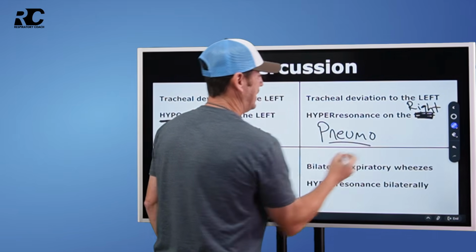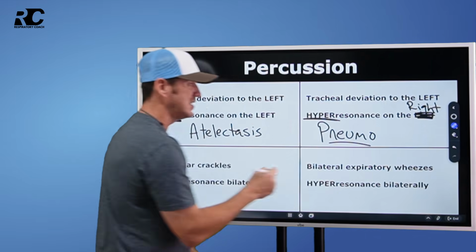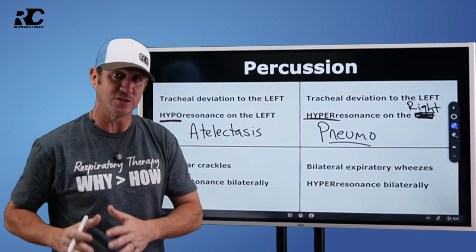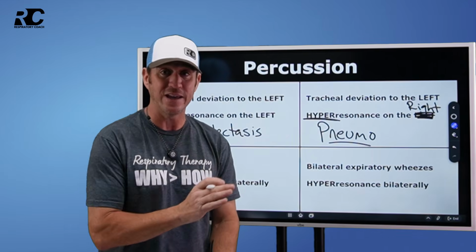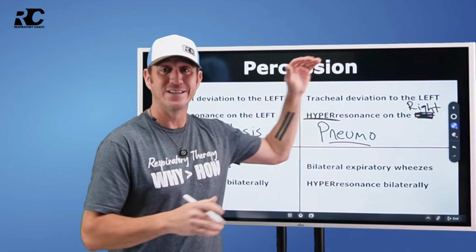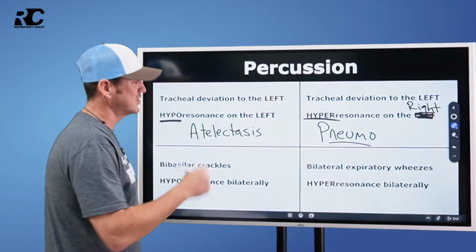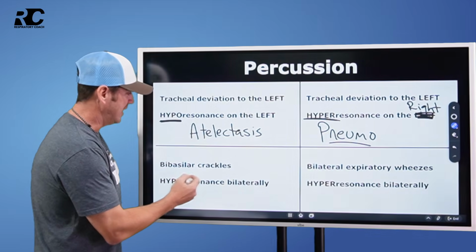Why? Because we have hyper-resonance on one side. That's going to push the trachea. That air in the pleural space is pushing the trachea to the left side. I still can't believe I made that mistake. It's okay. We all make them, right? So just go with it. Here we go. Let's look down here now.